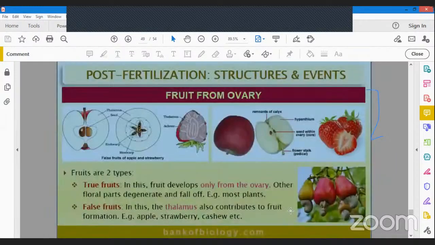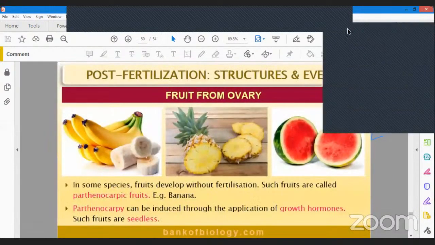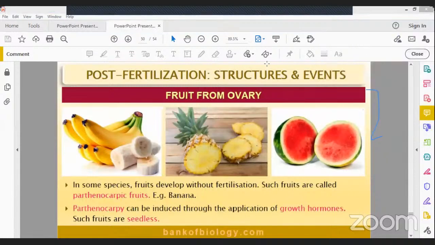Done, students. So next part, look. In some species, fruit develops without fertilization. So seeds do not develop; if fertilization has not happened, seeds won't form. So they are called parthenocarpic fruits. Example, banana. So parthenocarpy can be induced by the application of growth hormones. Such fruits are seedless. So take it down.